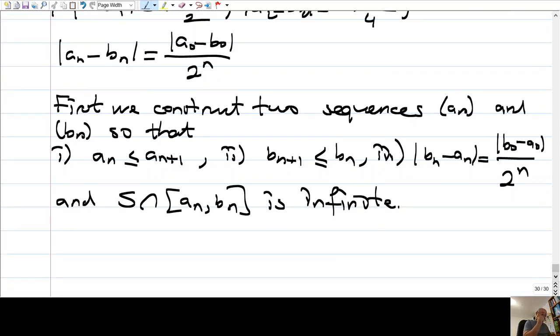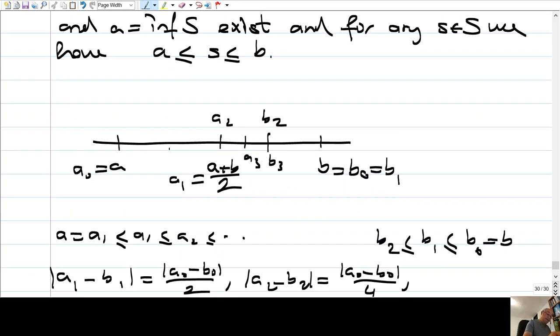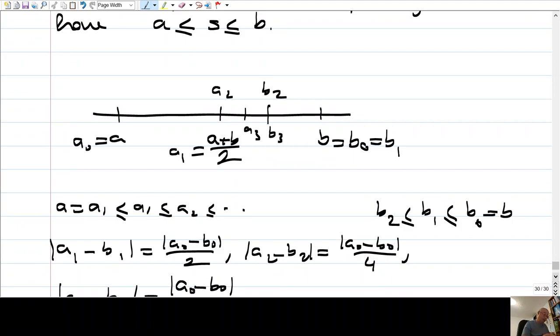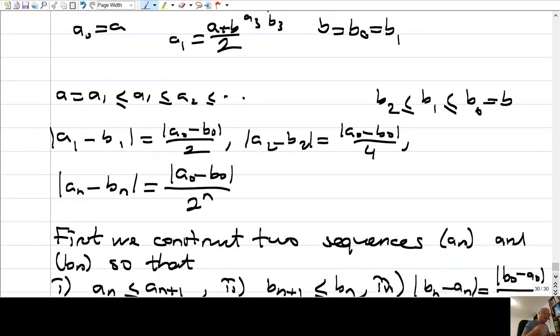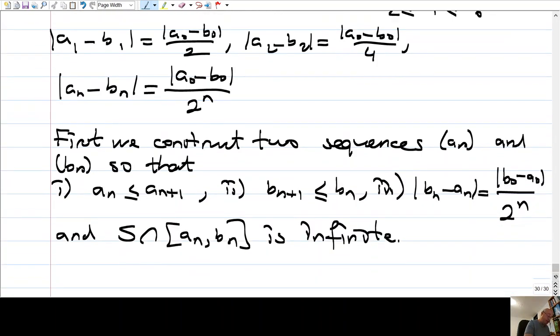Okay. Well, you see, an is an increasing sequence, bounded from above by b. bn is a decreasing sequence, bounded from below. So they are both convergent, right? And the distance between an and bn is getting smaller and smaller. Therefore, they converge to the same number, actually.